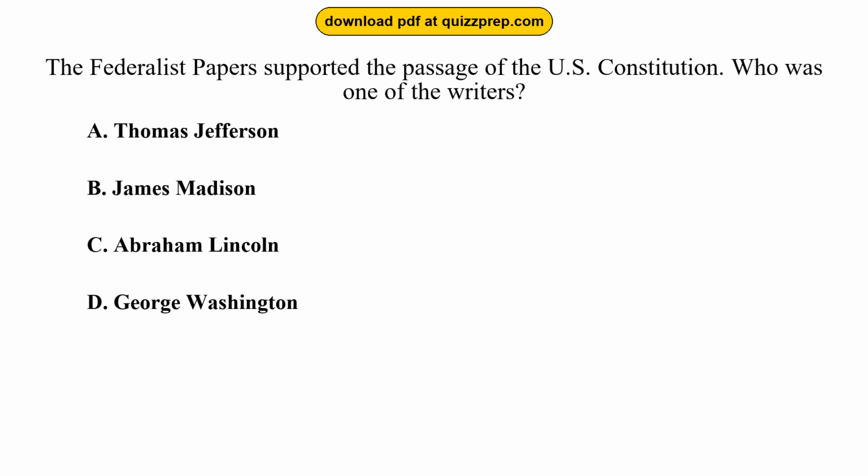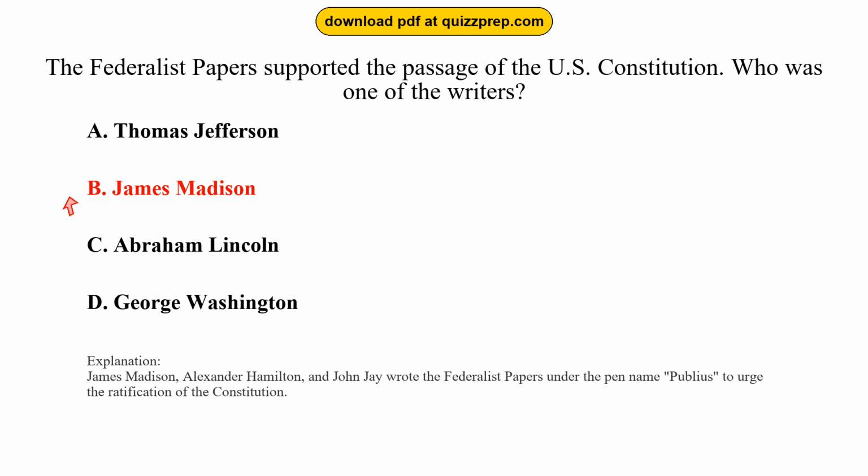Question 88. The Federalist Papers supported the passage of the U.S. Constitution. Who was one of the writers? Option A, Thomas Jefferson. Option B, James Madison. Option C, Abraham Lincoln. Option D, George Washington. The correct answer is option B, James Madison.